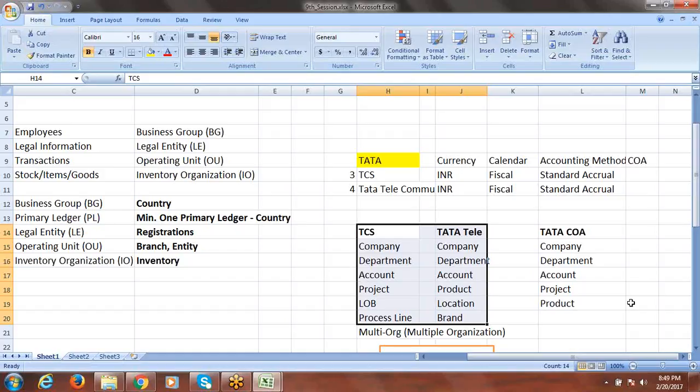Any question here? Yeah, Lakshman, I have one question. Yeah, hello. Lakshman, when I'm creating the combinations, I am getting one error: your retained earnings account must be a balance sheet account.